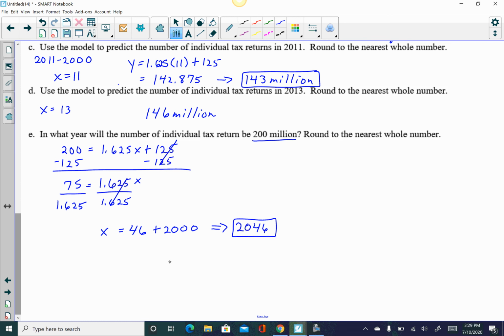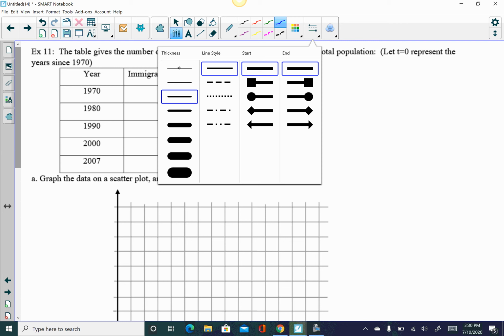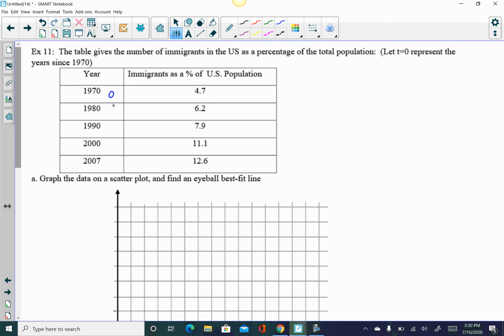Okay. All right. On the last page, what I want to do with you is just talk about the scatter plot again, part A and part B essentially. That's what I want to work with you, and then let you try the rest on your own. So here they're telling you this gives the number of immigrants in the U.S. as a percentage of the total population. Here they're telling us that let t equal 0 represent the number of years since 1970. So in our x column over here, 1970 then would be time 0.